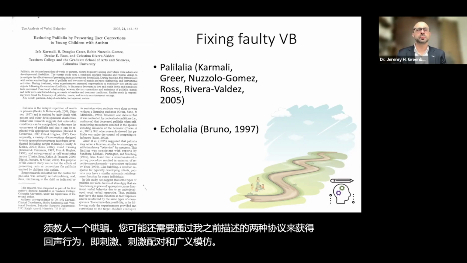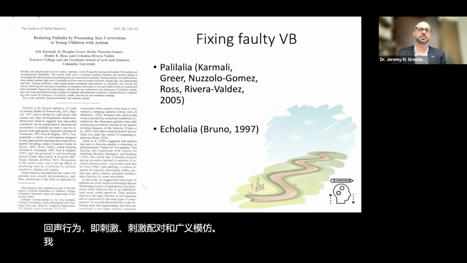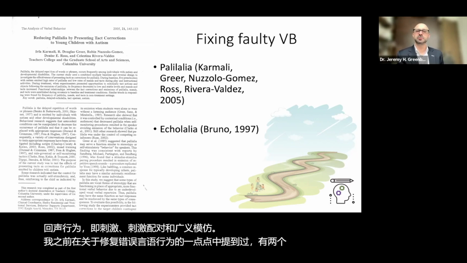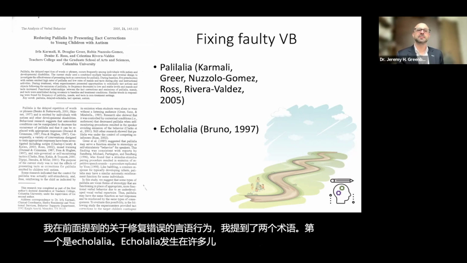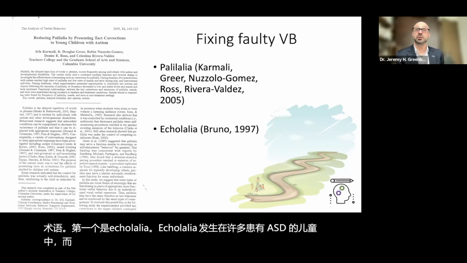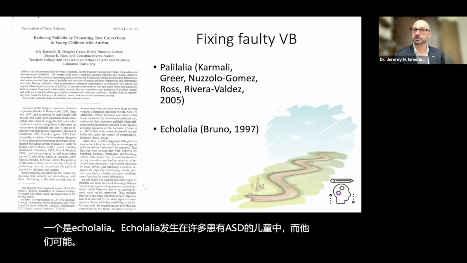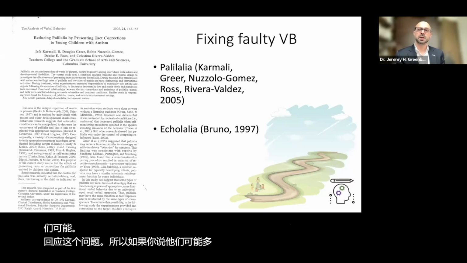I mentioned earlier in the presentation a little bit about fixing faulty verbal behavior. And there were two terms that I mentioned. The first was echolalia. Echolalia happens in many children with ASD, whereas they may echo the question. So if you say, how old are you? They might echo, how old are you?